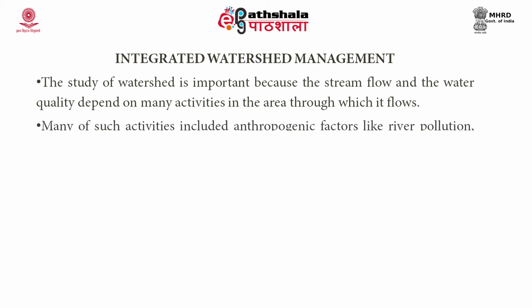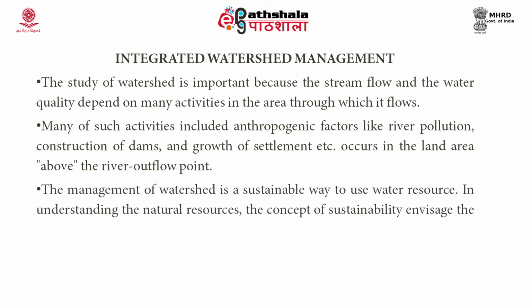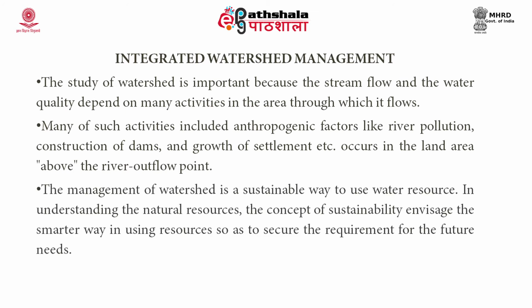Many of such activities include anthropogenic factors like river pollution, construction of dams and growth of settlements, etc., which occur in the land area above the river outflow point. The management of a watershed is a sustainable way to use water resources. In understanding natural resources, the concept of sustainability envisages a smarter way of using resources so as to secure the requirements for future needs.